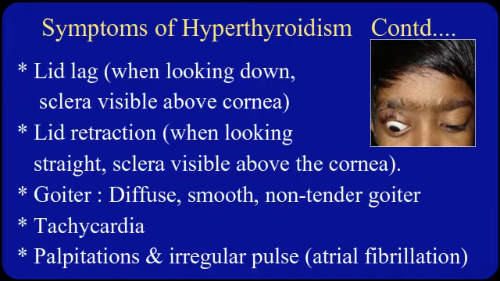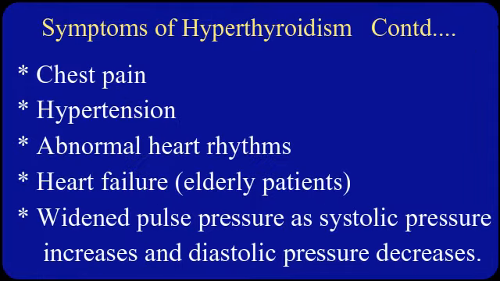The symptoms of tachycardia, that is increase in the heart rate, palpitation, and irregular pulse, which is because of atrial fibrillation, are symptoms of hyperthyroidism. Other symptoms of hyperthyroidism include chest pain, hypertension, abnormal heart rhythms, heart failure, particularly in elderly patients, and widened pulse pressure because systolic pressure increases and diastolic pressure decreases.